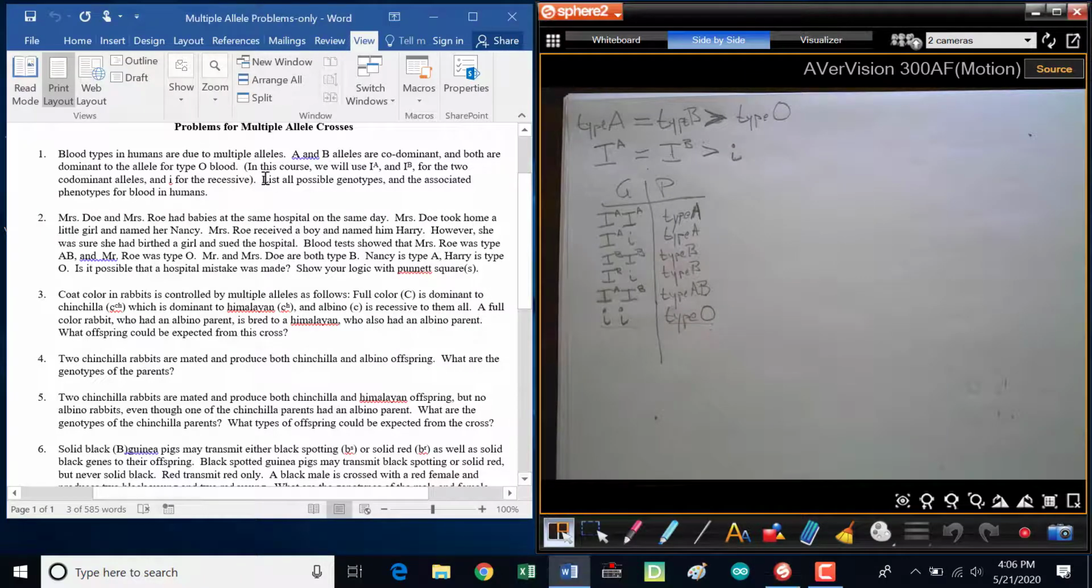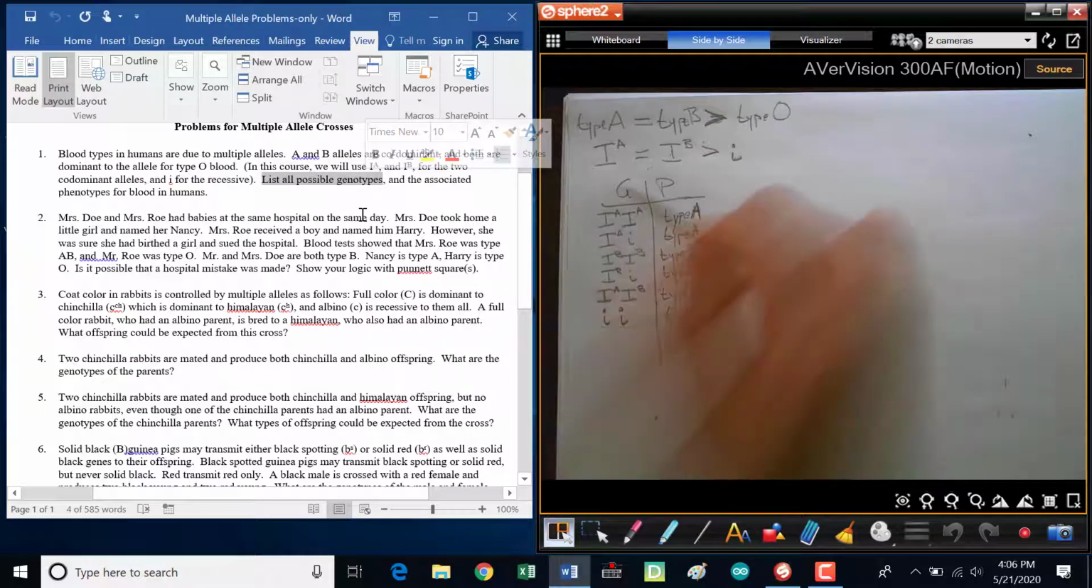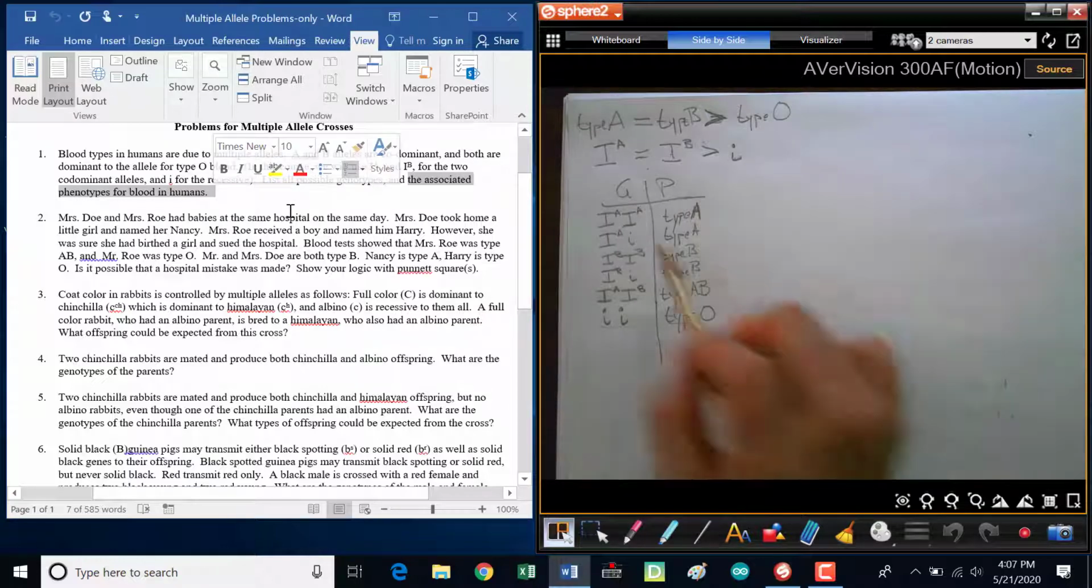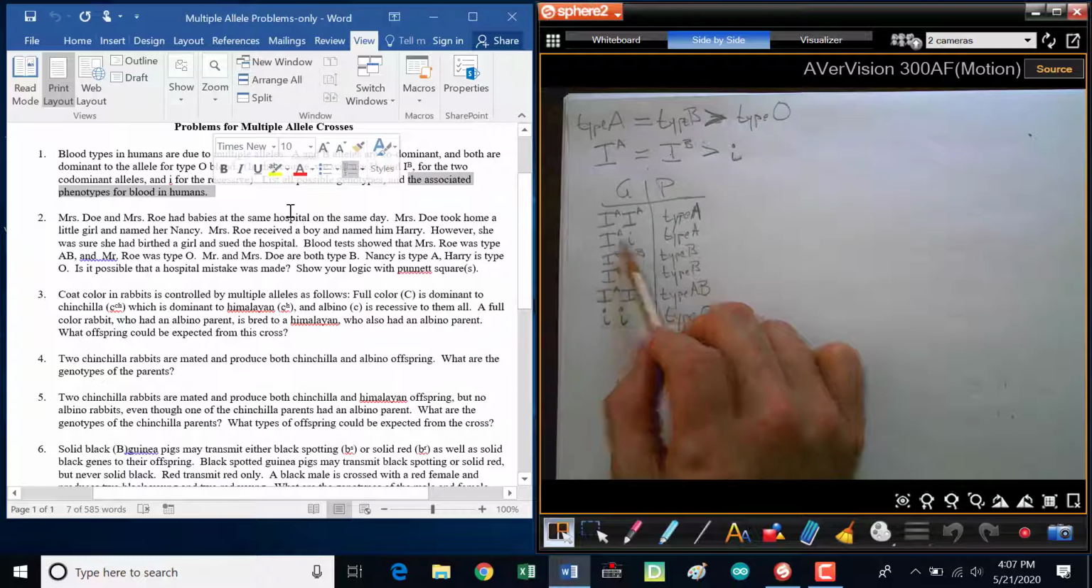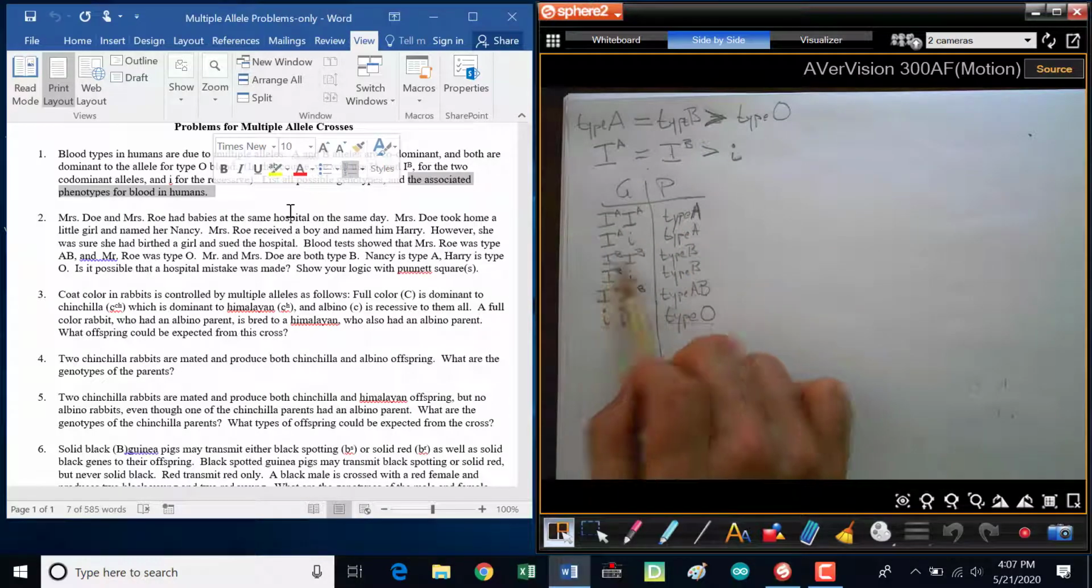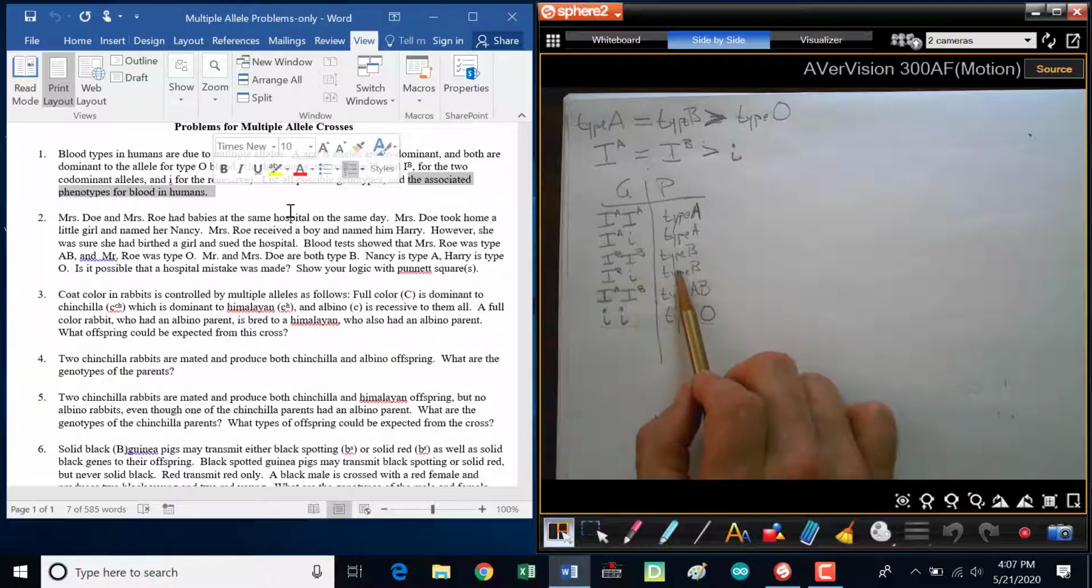List all possible genotypes. Well, that's here. And the associated phenotypes. That's here. So IA IA and IA little i give type A. IB IB and IB little i both give you type B. IAIB gives you type AB, and little i little i gives you type O.